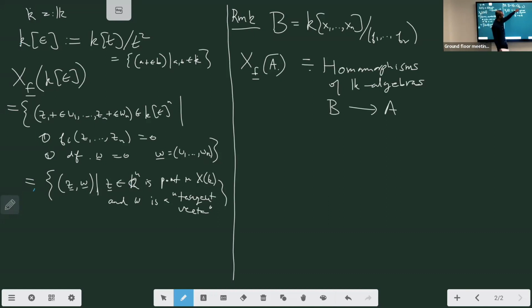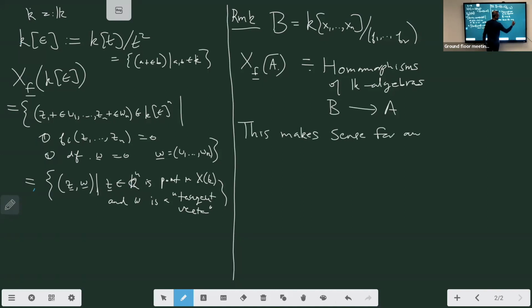But then it has to factor over the ideal f1 through fr. Each fi has to get mapped to 0, which is just saying that if I evaluate fi at the point a1 through ar, I get 0. So this is a sort of more abstract way to just say what I said. But this version works for any algebra B. This makes sense. For any B commutative algebra.